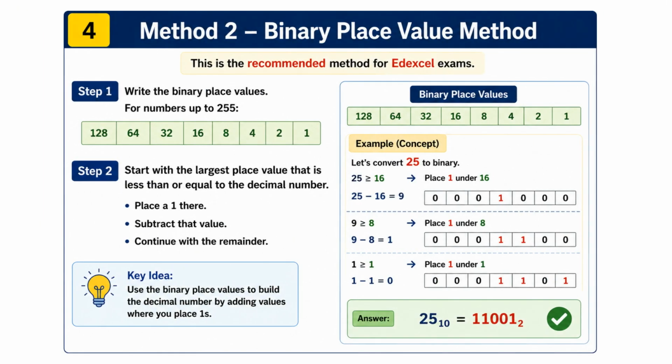Now, let's learn the second method for converting decimal numbers into binary. This is called the binary place value method.